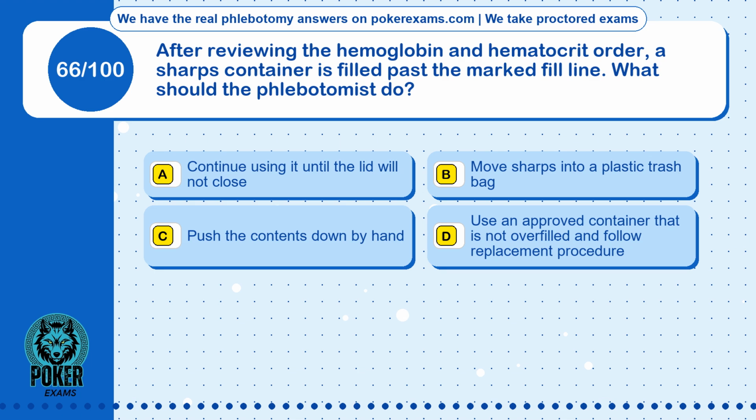Question 66. After reviewing the hemoglobin and hematocrit order, a sharps container is filled past the marked fill line. What should the phlebotomist do? Option A. Continue using it until the lid will not close. Option B. Move sharps into a plastic trash bag. Option C. Push the contents down by hand. Option D. Use an approved container that is not overfilled and follow replacement procedure.